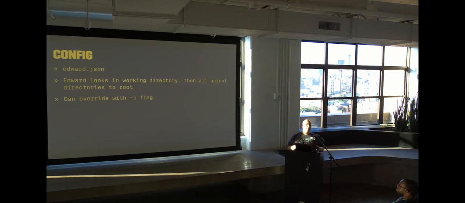We have a file called edward.json. And Edward will look in the current working directory and then every parent directory down from the root to find the config file. So that means that no matter what directory you're in within your project, you can manage your services with Edward. You can also override this with a -c flag if you want to use a different file name, or you want to use something that's completely outside of your hierarchy.